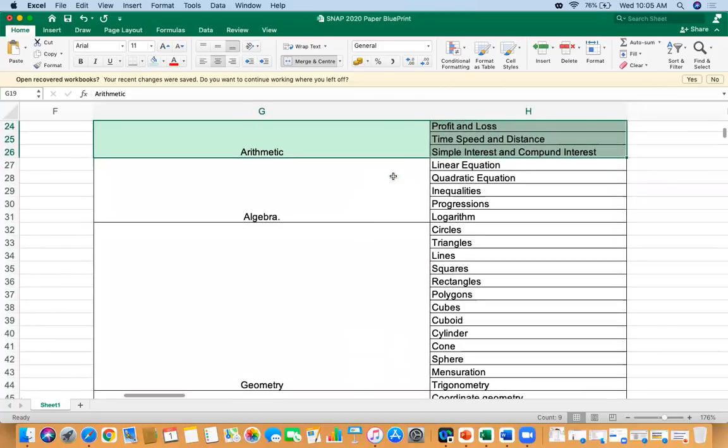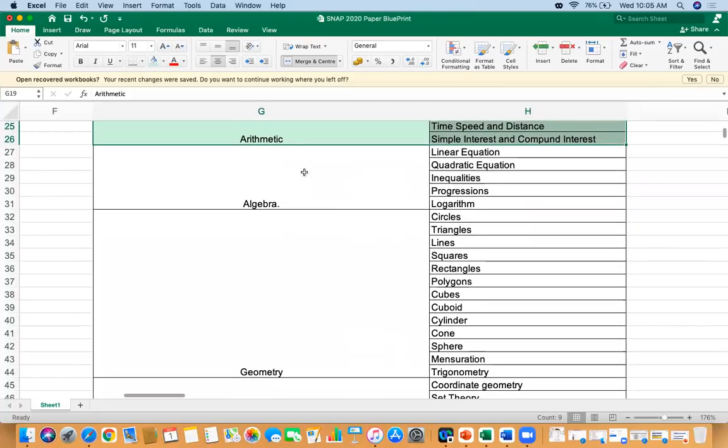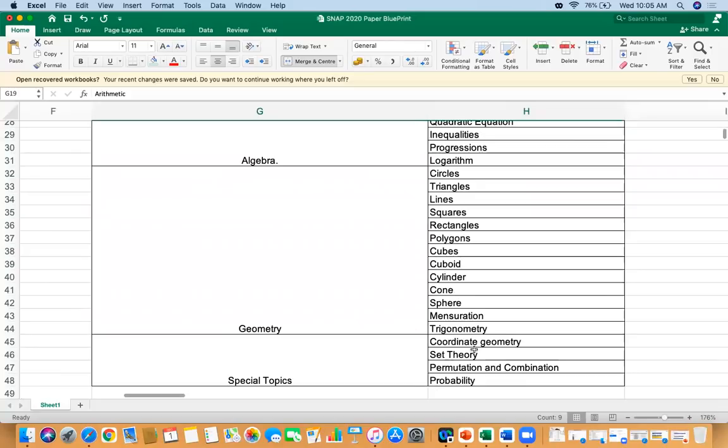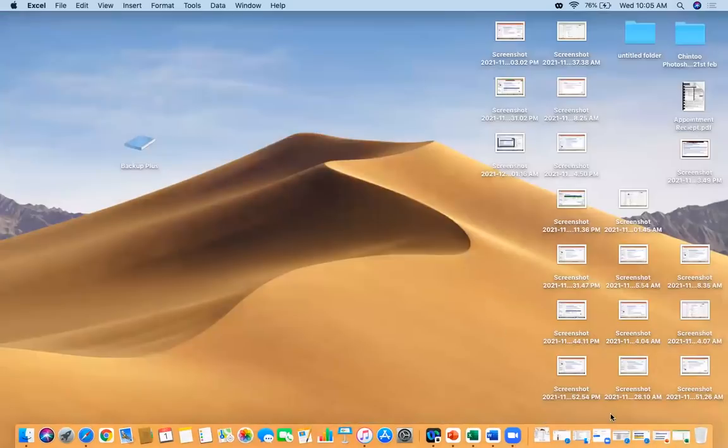Rest of the syllabus, if you want to have a quick heads up, you have algebra with your equations, geometry with all the types of questions of 2D, 3D figures, and special topics include coordinate geometry, set theory, PNC and probability. So this is what your modern maths and special topics are. We have to study these for sure. Okay? So this is about your SNAP paper pattern, your SNAP 2020 analysis.